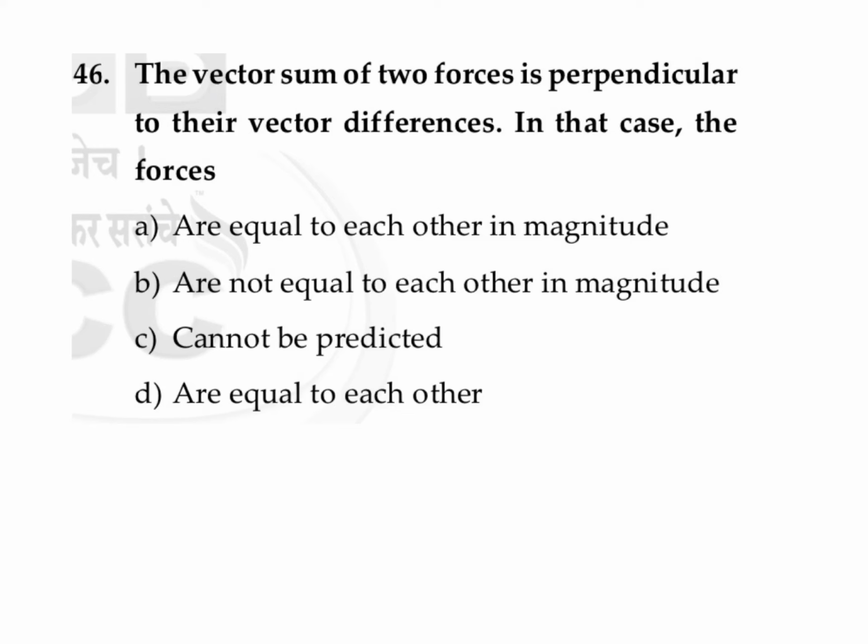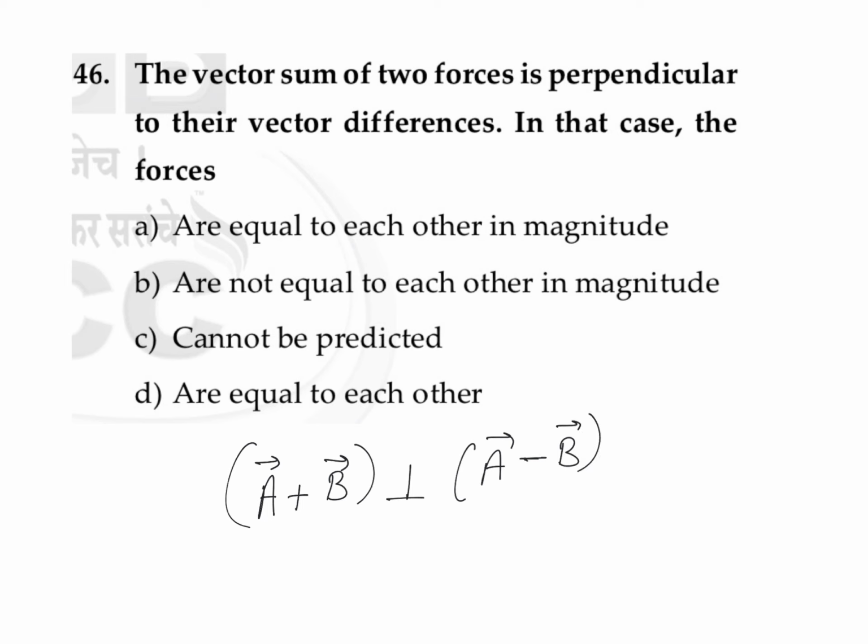In this question it is given that the vector sum of two forces is perpendicular to their vector difference. That means, suppose we are considering the forces as A vector and B vector. The vector sum of the two forces, that means A vector plus B vector, is perpendicular to their vector difference, that means A vector minus B vector.